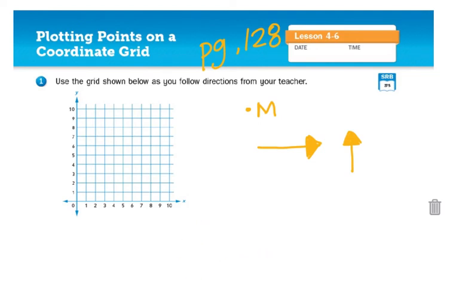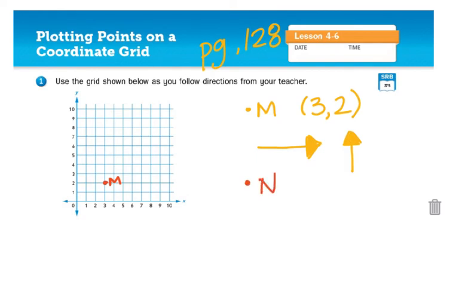And I'm going to give you the coordinates for M. M is 3, 2. So that means we're going to go over 3. So go over 1, 2, 3. Now you're just not going to draw the lines, but I'm doing it to trace and show you where it would be. And then up to 2. So you wouldn't include those lines, but you would just go over 3 and up 2. Put a dot and the capital letter M.